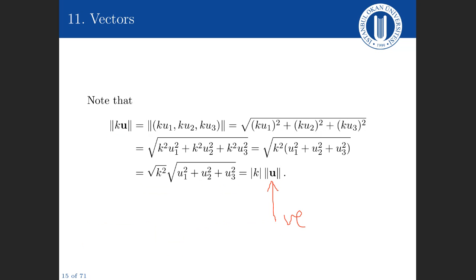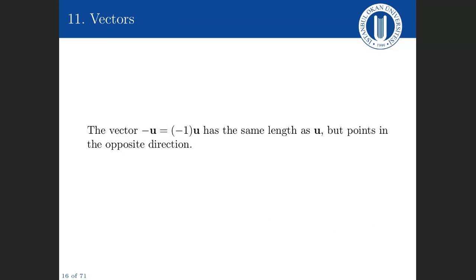u is a vector. For a vector, we use double vertical lines. Remember, k is a number. For the size or the absolute value of a number, we use these single vertical lines. The vector minus u, which is the same as minus 1 multiplied by u, has the same length as u, but it points in the opposite direction.